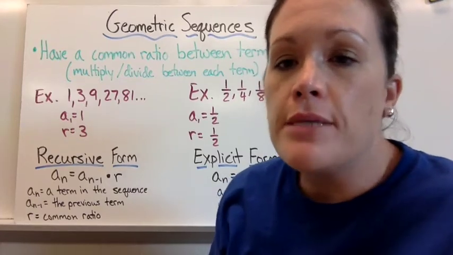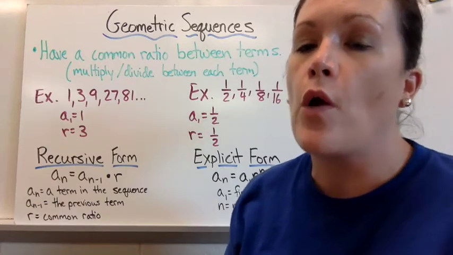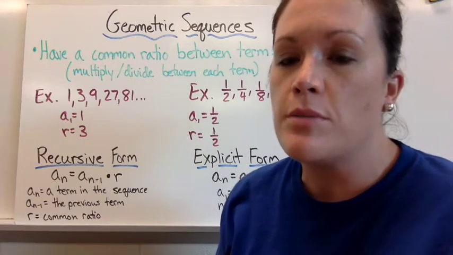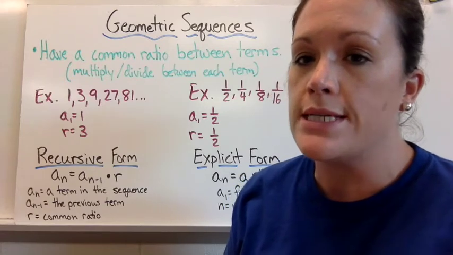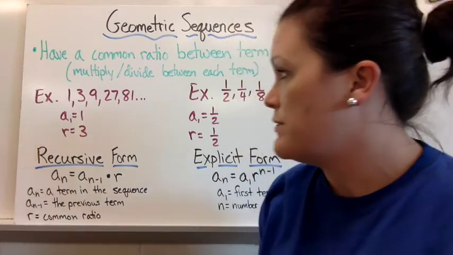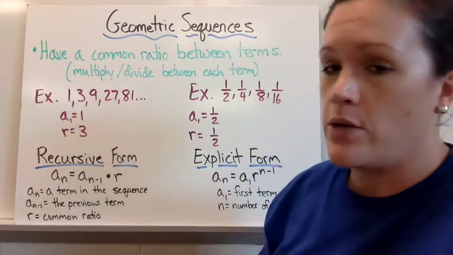Let's talk about geometric sequences. A geometric sequence has a common ratio between each term. That means between terms you can tell something's being multiplied or divided, and of course it stays the same amount between each term. So two examples of this would be the sequence 1, 3, 9, 27, and 81.